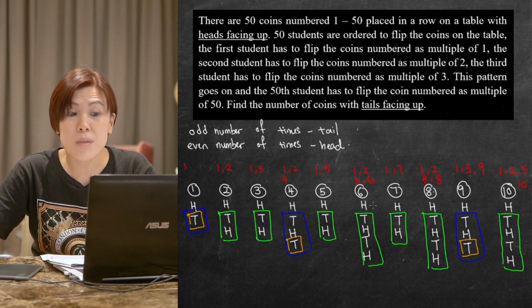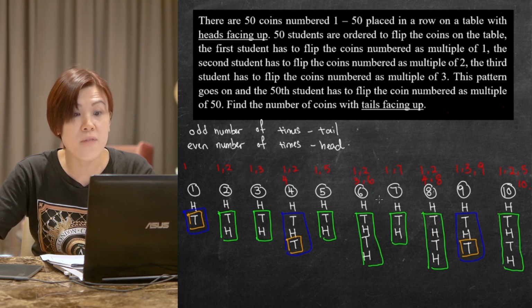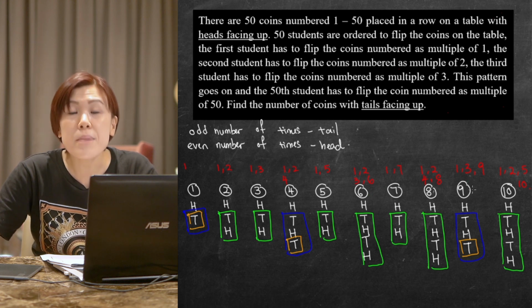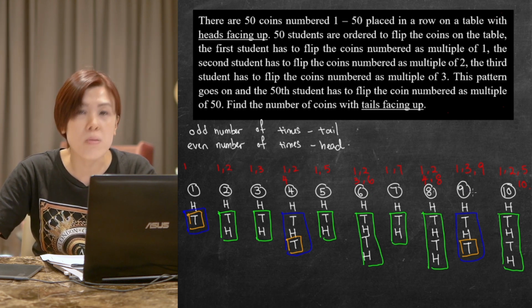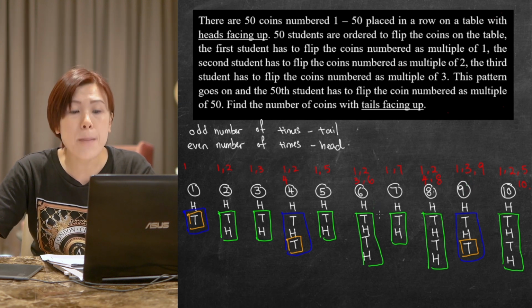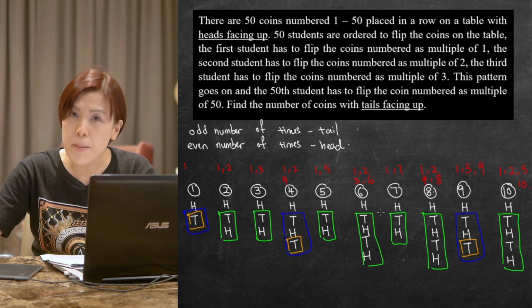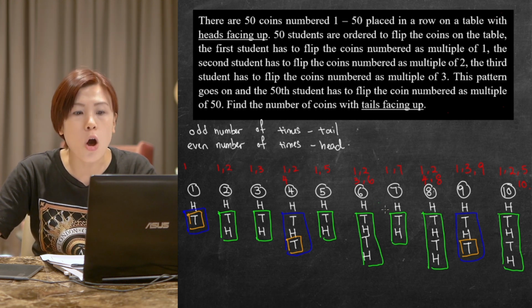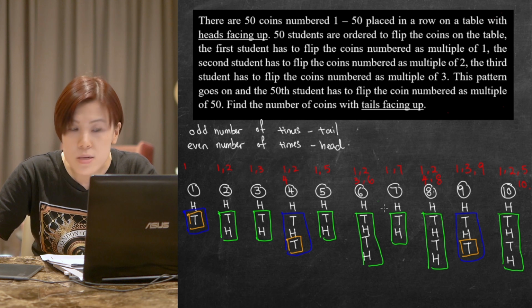For example, coin number 6 has 4 factors, 1, 2, 3, 6, so it will be flipped 4 times. Coin number 9 has 3 factors, 1, 3, 9, so this coin will be flipped 3 times. So whether a coin will be flipped an even number of times or an odd number of times depends on whether these coins have an even number of factors or an odd number of factors.